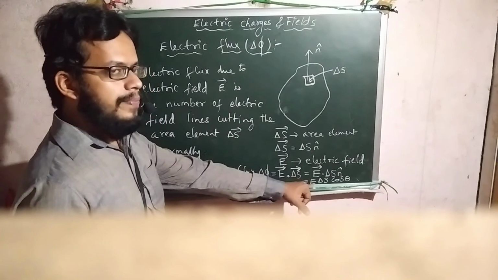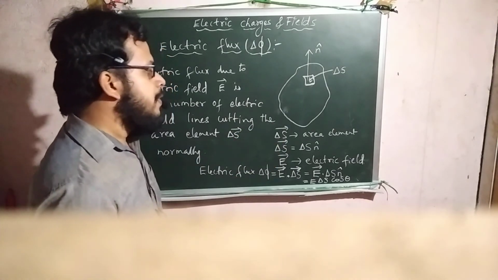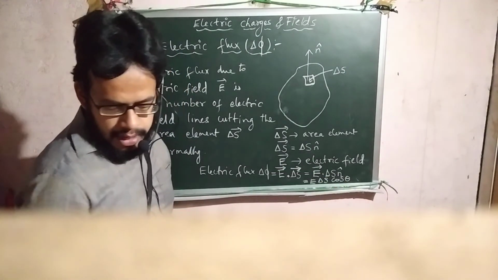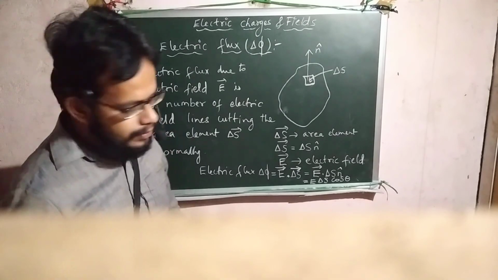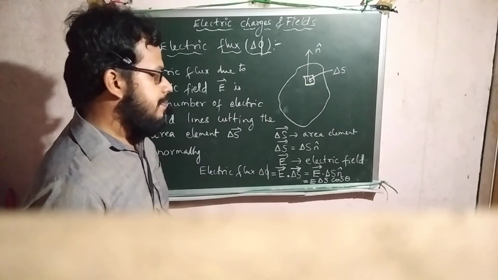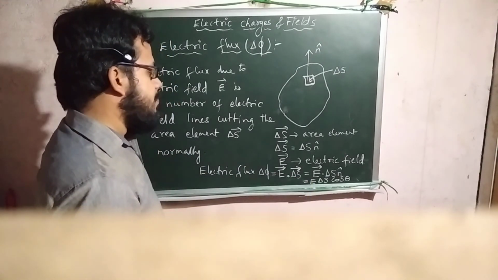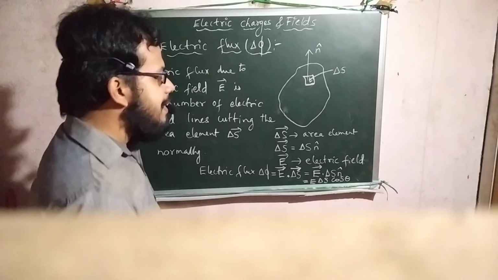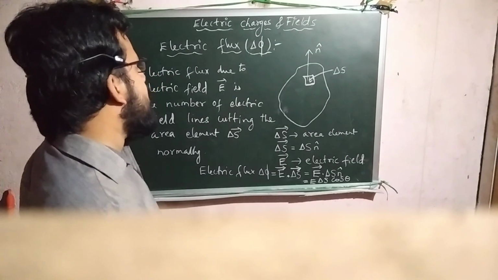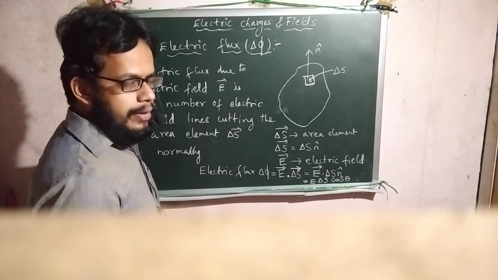So here what is E? E is the electric field. What is delta S? Delta S is the small area. And what is theta? Theta is the angle between this area element's direction and the electric field's direction, right? That angle between E and delta S is what you call theta here. Okay, this is about the electric flux. Just remember the definition and the equation. Okay, understood? Thank you.